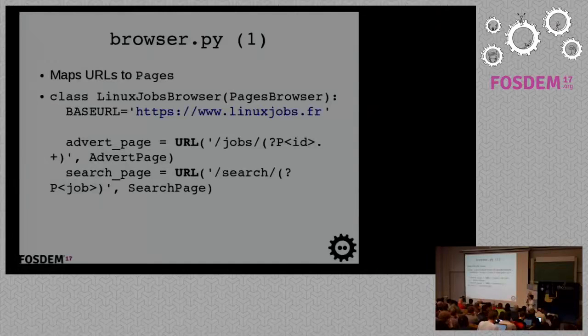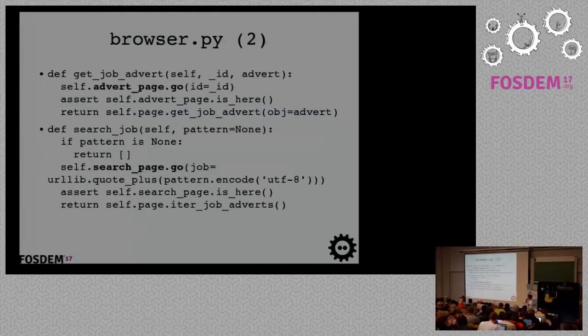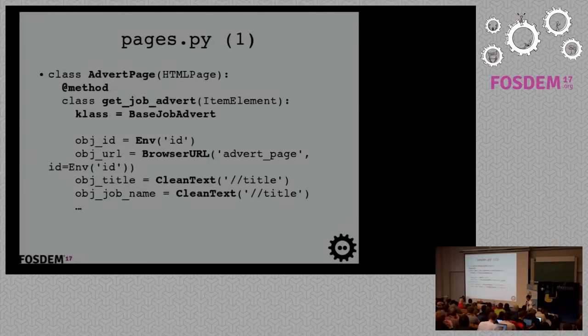The browser module class, sorry. It maps the different URLs you can have on the website to pages to parse. So you can have a search page, job page, whatever. And you can provide it with a regex to filter the different URLs. And that's the code. It also forwards the request to the correct page class. And there we go. So that's where the real work is.